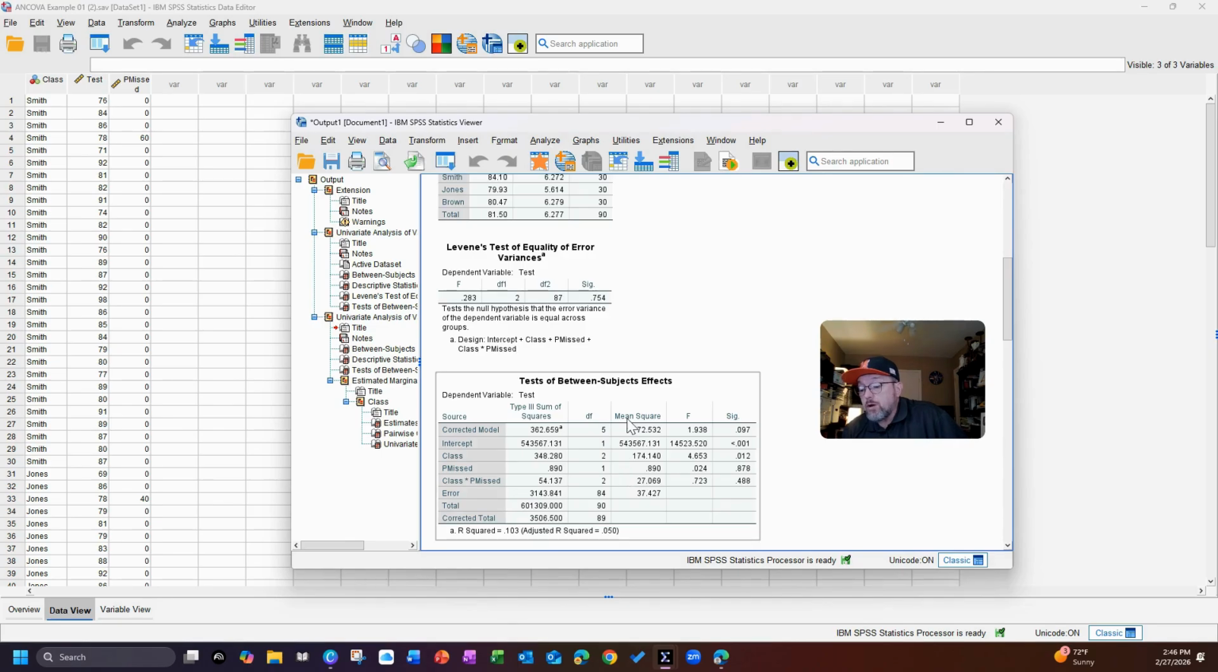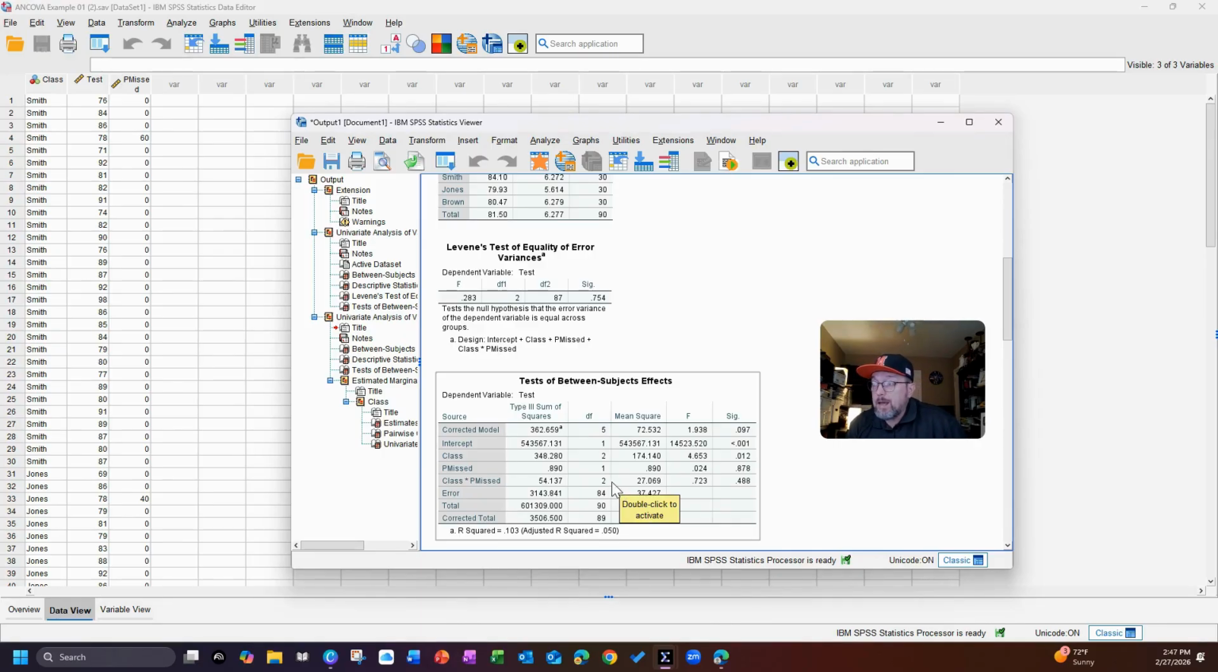For the interaction term, class by periods missed, the p value was 0.488 right here. Because that was greater than 0.05, the interaction is not significant, and that confirms that the relationship between periods missed and test scores is consistent across all 3 classes. And so the assumption of homogeneity of regression slopes is met, and we can proceed with the standard ANCOVA.